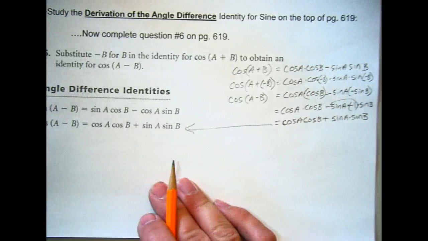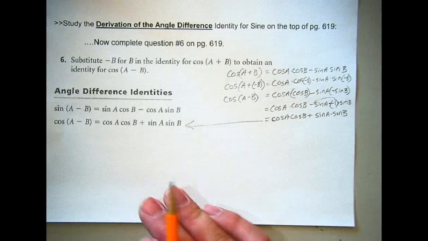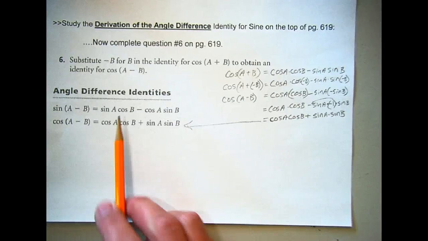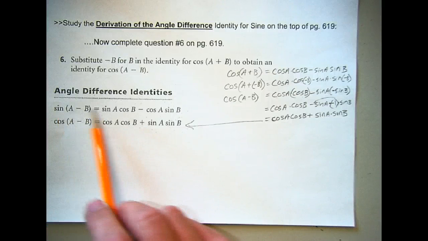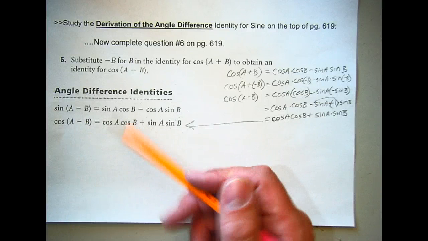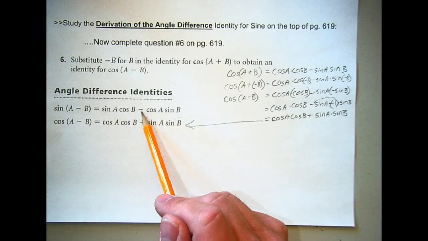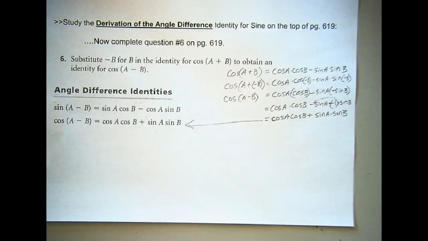The angle difference identities there. They did that in the book for sine A minus b. Okay, so the angle difference identities, notice they're similar to the angle addition identities, just this one's now minus and that one's now plus. Okay, and the cosine ones are kind of backwards from what you'd think.